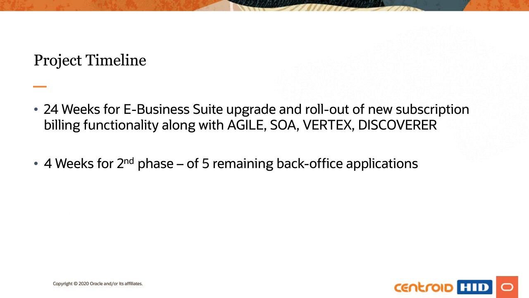Our project timeline was 24 weeks for the EBS upgrade and rollout of the new subscription billing functionality. Combined with that, in parallel, was moving our Agile PLM footprint, so a PIP footprint, Vertex, and Discoverer. For those of you that still use Discoverer, we use it as well, and that was moved along. And 4 weeks for the second phase of the 5 remaining back office applications. We decided to split this up into the first big batch and then the remaining 5 back office, just from a priority perspective and how they fit into the landscape strategy.